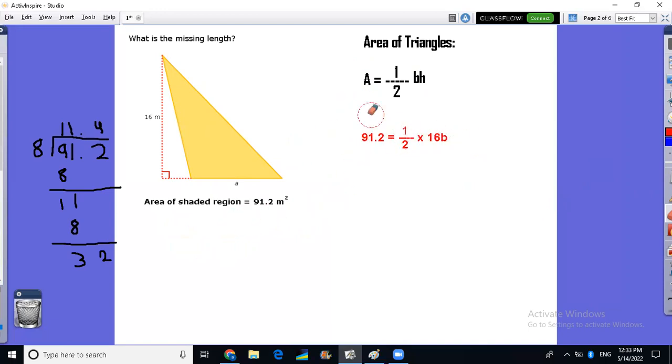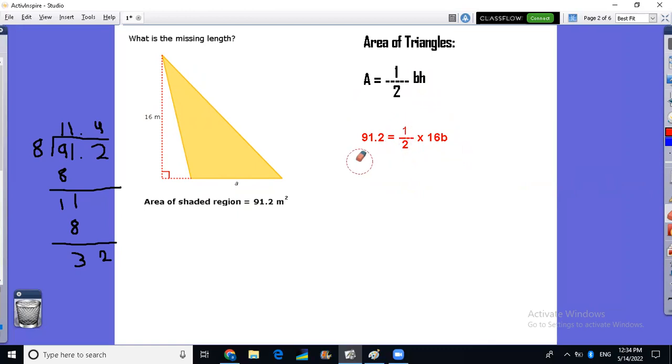So 91.2 is going to replace A here. We're going to replace A with 91.2 equals, the half goes down as it is. BH, we have H, we don't have B, but we multiply them by each other. So it's 16 times the base, so 16B. Again, we wrote 91.2 instead of A. The half got down as it is. BH is 16 times the base, which is 16B. Someone might replace B with A because A here is the missing, they're calling the base A, that's going to be fine. All right, let's continue.